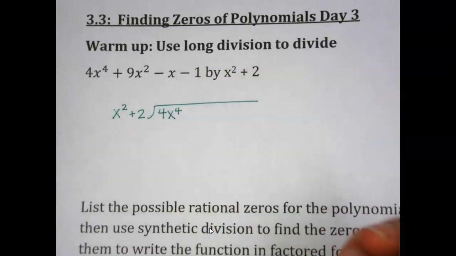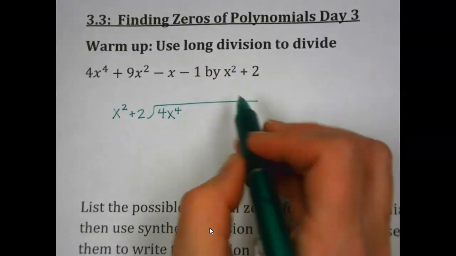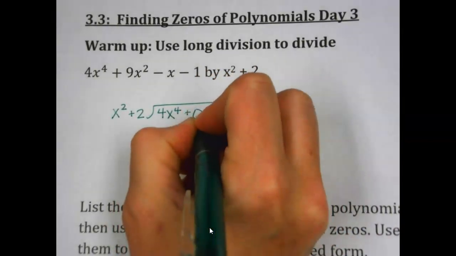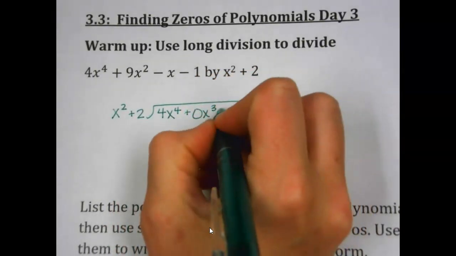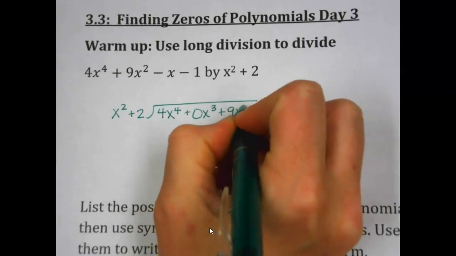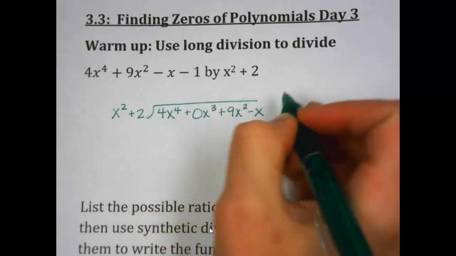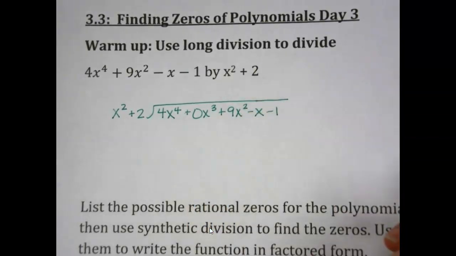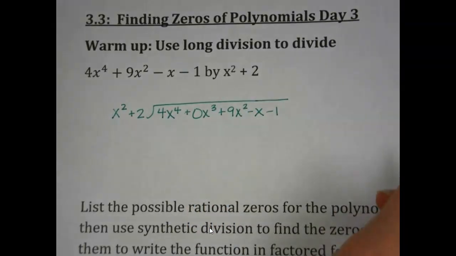When I'm writing my value inside here, I notice that I don't have a cubic term, so I'm going to put a placeholder in of a 0. Sometimes there's more than one term that's missing. This time it looks like it's just the cubic term. And then I'm going to start that 4-step process: divide, multiply, subtract, bring down.